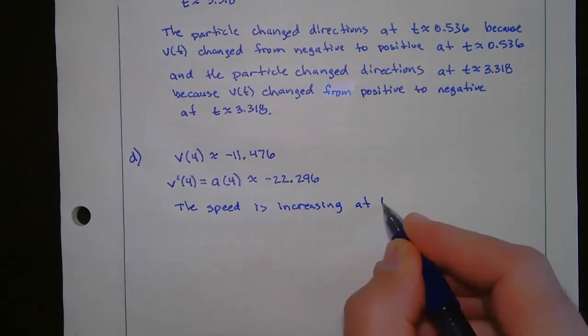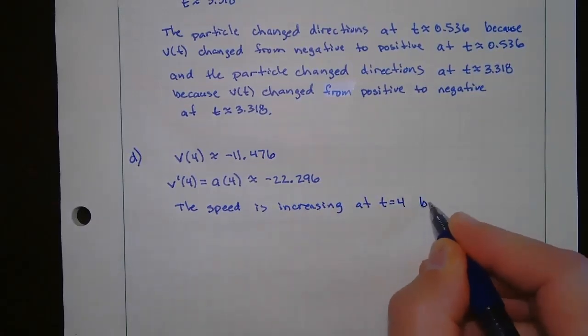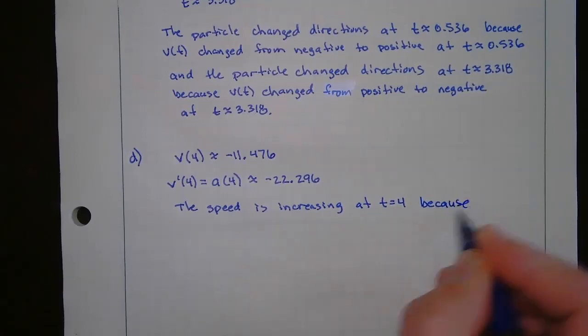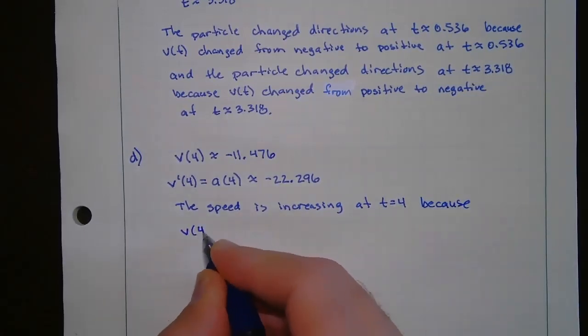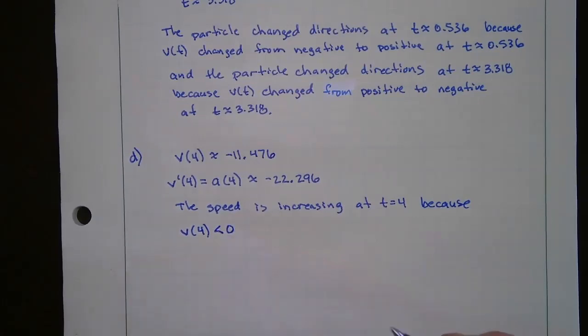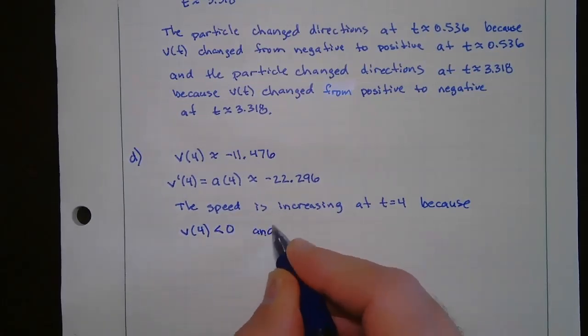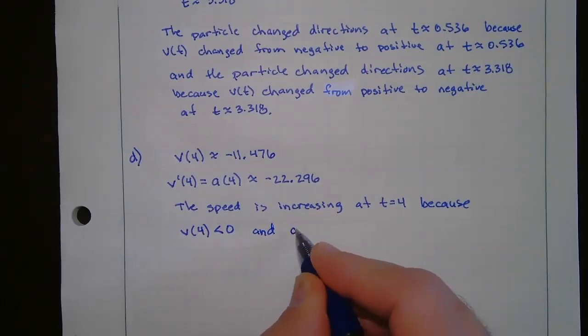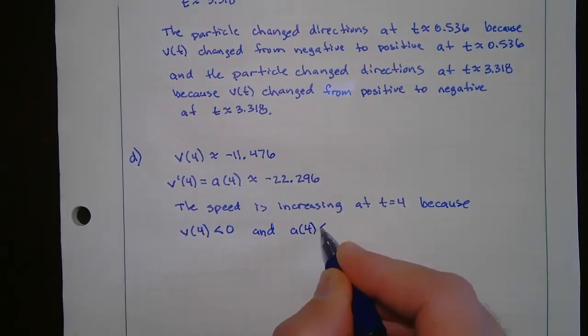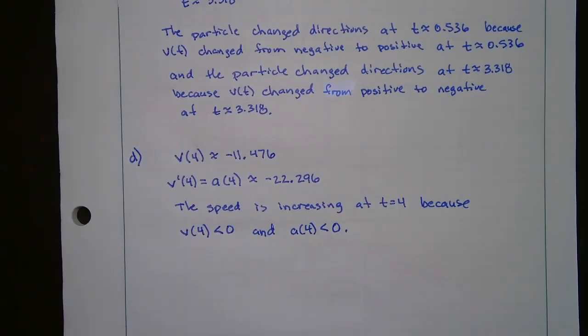at t equals 4 because v of 4 is less than 0. It's negative, right? And a of 4 is also less than 0, okay? And that's how we know the speed is increasing or it's speeding up. That would mean the same thing. All right? Okay, that's it for the number 2 question for 2013. Let's go on to our next problem and we'll do that one, all right?